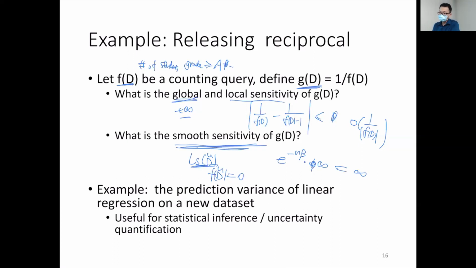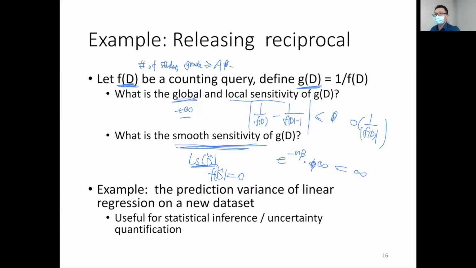On the other hand, there are obvious methods we can try for this problem. We can simply privately release f of d, and then somehow construct a lower bound of f of d, and then construct a confidence bound of g of d in a differentially private fashion. But just using the smooth sensitivity framework, we cannot directly add noise to g of d to achieve the same goal.